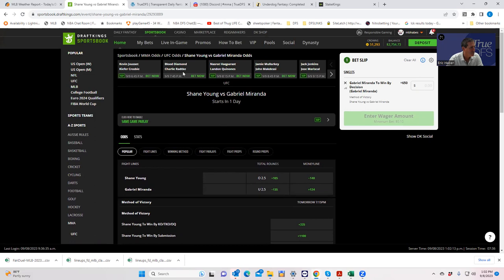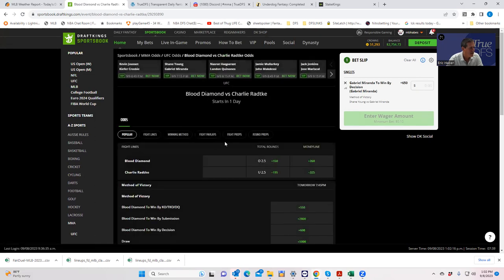We have Blood Diamond versus Charlie Radke. Blood Diamond is basically only here because Israel Adesanya is on the card. Not to mention the fact that we have a pretty violent style problem here for him, because he's really, really poor with his takedowns. And Charlie Radke just loves to get this fight to the mat.